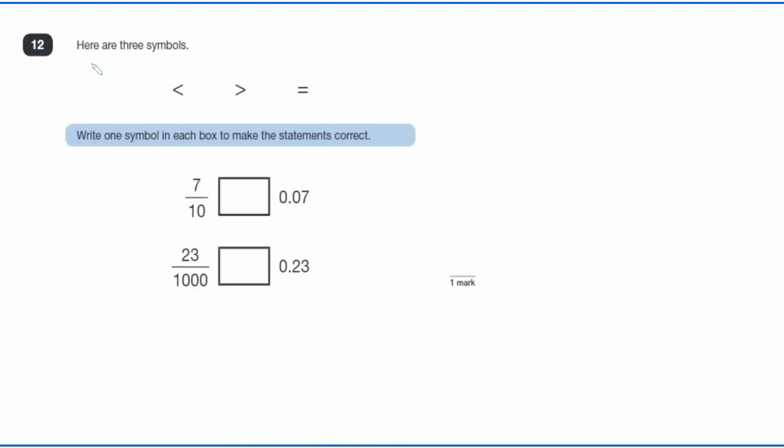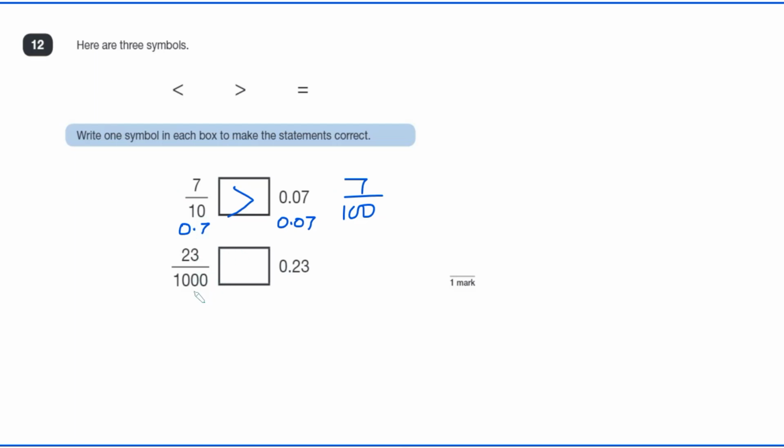Question number 12. Here are 3 symbols: less than, greater than, and equal. Write one symbol in each box to make the statements correct. 7 divided by 10 is 0.7. This is 0.07. 0.07 is smaller than 0.7. So that is the answer. So you need to understand, 0.07 means 7 divided by 100. So that is a very small number compared to 7 divided by 10.